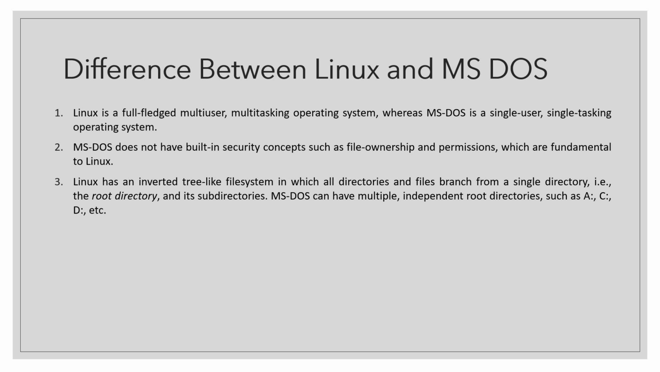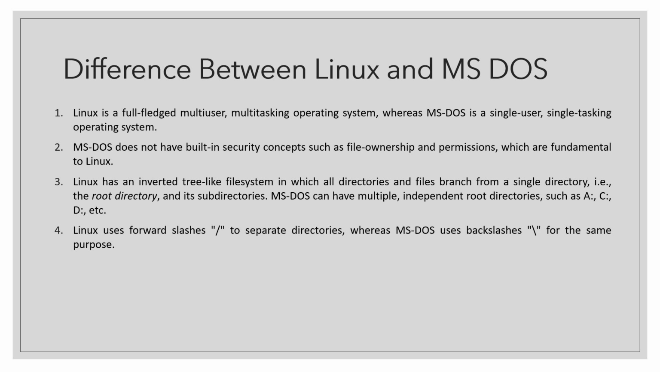Whereas in Linux, it's like an inverted tree file system where directories and files branch from only a single directory, which is called the root directory. So basically, Linux will have only one root directory, whereas in MS-DOS, the root directories are independent. Like if you want to view C drive, it becomes a root directory. Next, if you want to view D drive, then that becomes the root directory. So there can be independent root directories, whereas in Linux, only one root directory is possible.